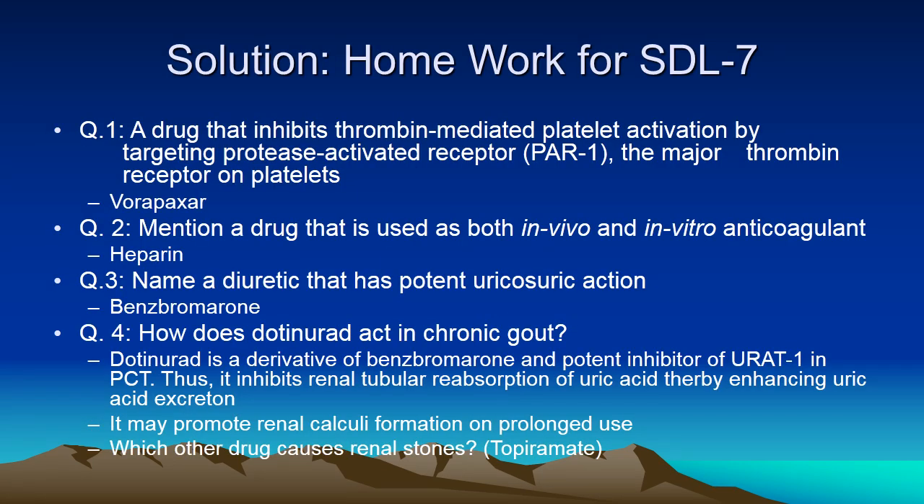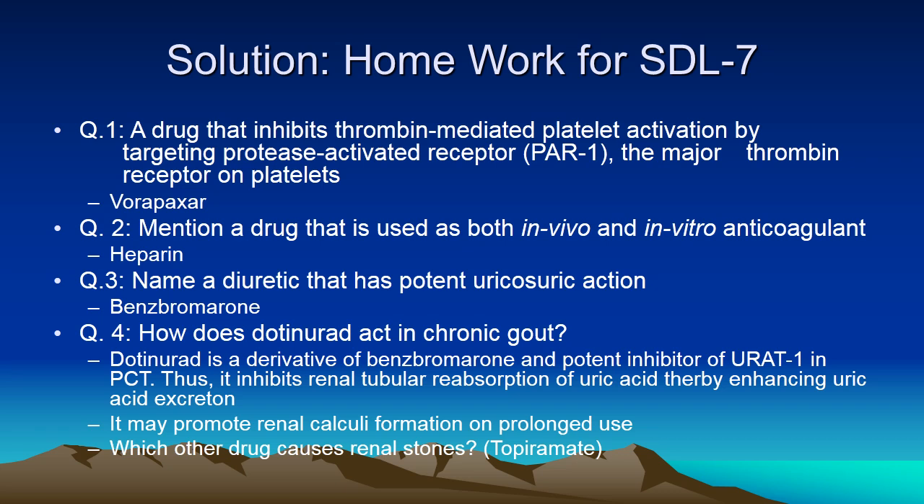Solutions to the previous homework, that is episode 7. Question 1 was a drug that inhibits thrombin-mediated platelet activation by targeting protease-activated receptor, which is the major thrombin receptor on the platelets. The answer is vorapaxar, a newer drug. Question 2: mention a drug that is used as both an in vivo and in vitro anticoagulant. The answer is heparin.